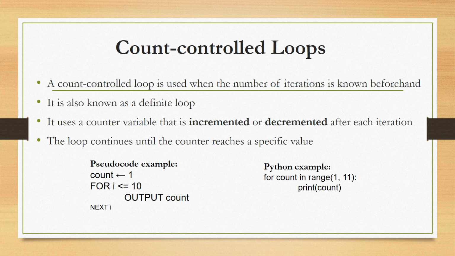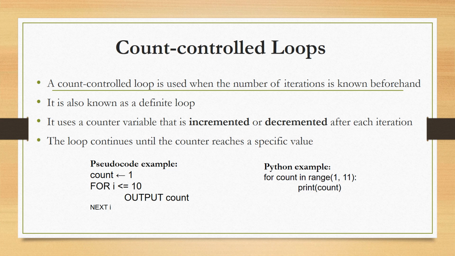First, we have the count control loop. A count control loop is used when the number of iterations is known beforehand. It's also known as a definite loop. It uses a counter variable that is going to be incremented or decremented after each iteration. The loop continues until the counter reaches a specific value.